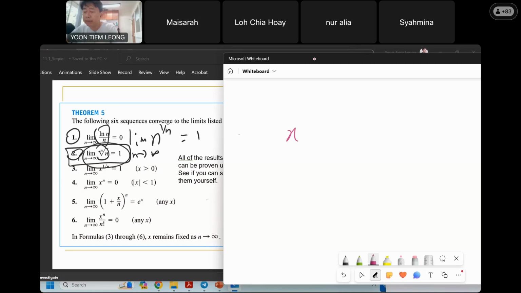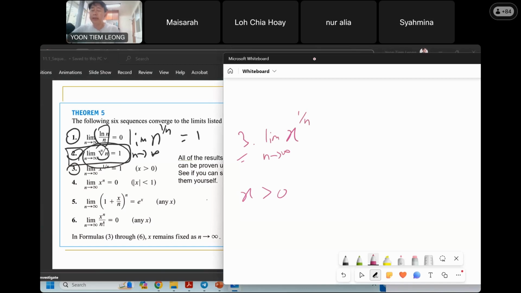Okay, so I'm looking at item 10. In item 10, you have an x, where x is a number that remains fixed. So here n is any number. In the third item, x is any number that is larger than 1. The third item in theorem 5 says, if you have a number x, and you raise x to 1 over n, then you take the limit as n goes to infinity.